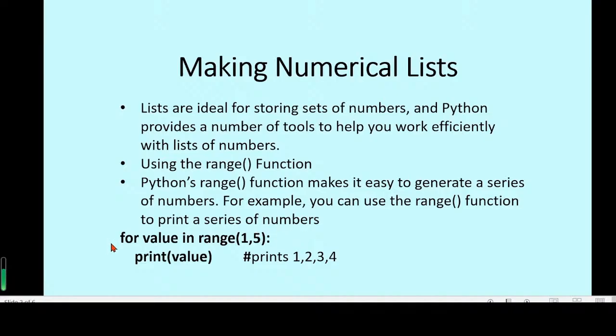You can write a for loop: for value in range(1, 5), print value. The result will print 1, 2, 3, 4. The range 1 to 5 will generate numbers from 1 to 4, and then each value from 1 to 4 will be printed out.